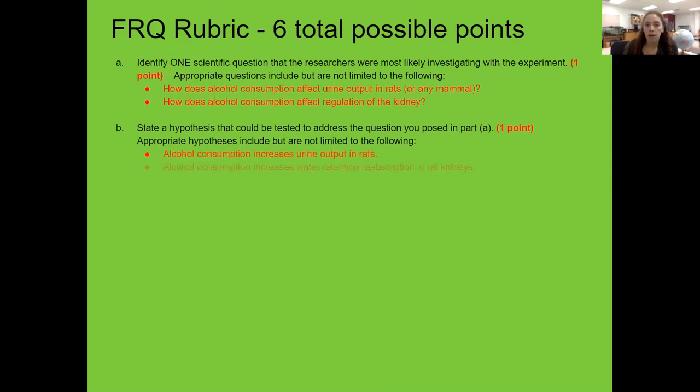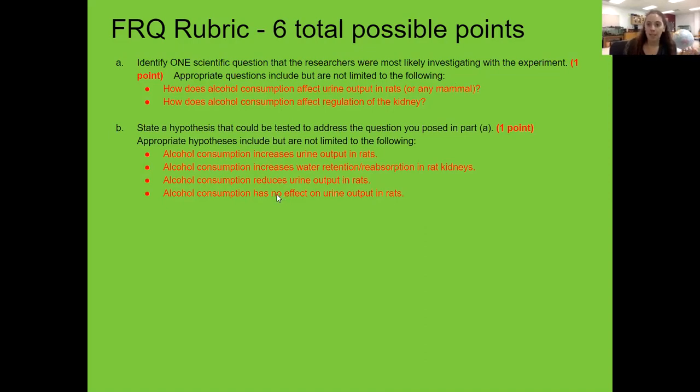Oftentimes, if they ask you to write a question, you're going to then have to state a hypothesis. Your hypothesis should have said something along the lines of this, where when the rats drink alcohol or a higher percentage of alcohol, there is an increase in urine. You could have also said, because this is a hypothesis, and this would have been made before seeing data, a decrease in urine, or that drinking alcohol has no effect on urine output.